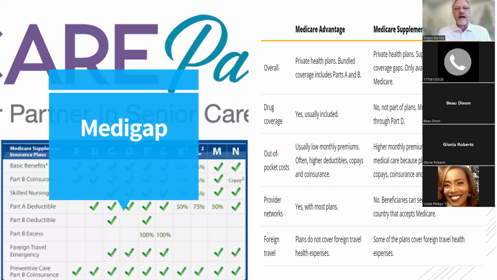Medicare Advantage plans have usually low monthly premiums, but high deductibles, high copays, and the cost of coinsurance. Supplemental plans may have a higher premium, but lower costs for medical care, or even reduced copays and coinsurance and deductibles. Provider networks: most Medicare Advantage plans have a limited number of providers that they have approved for you to see. Whereas if you have Medicare with a Medicare supplement, you can see any provider in the US who accepts Medicare. Medicare Advantage plans do not cover foreign travel, whereas Medicare supplement or Medigap plans, many of them do.